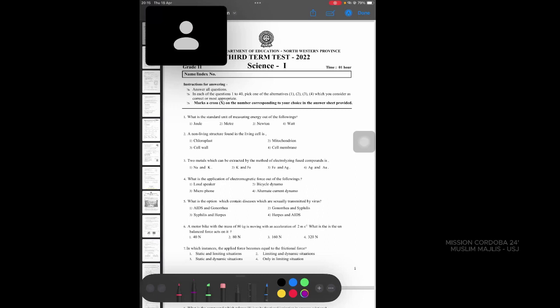What is the standard unit of measuring energy? We did the same question in the Royal College paper. So for energy, it is Joule. What is the meter used to measure? Distance. Newton? Force. What about power? Power. Perfect.